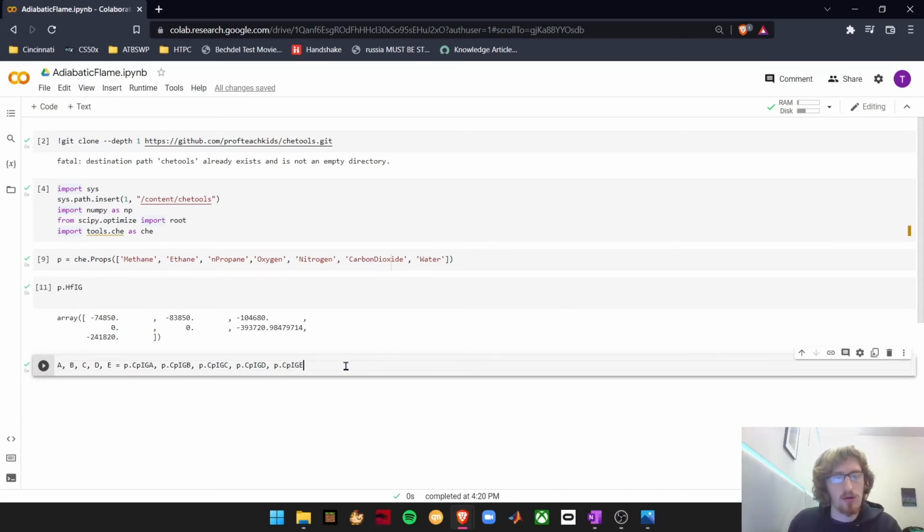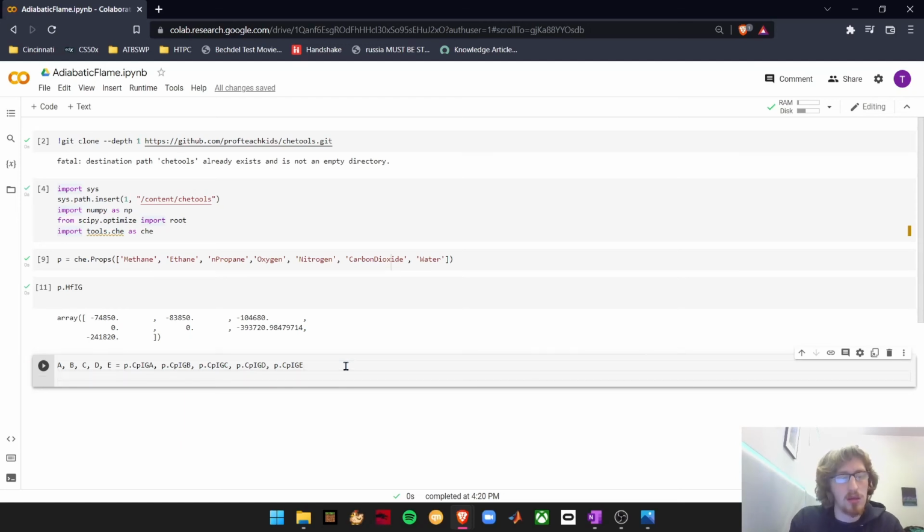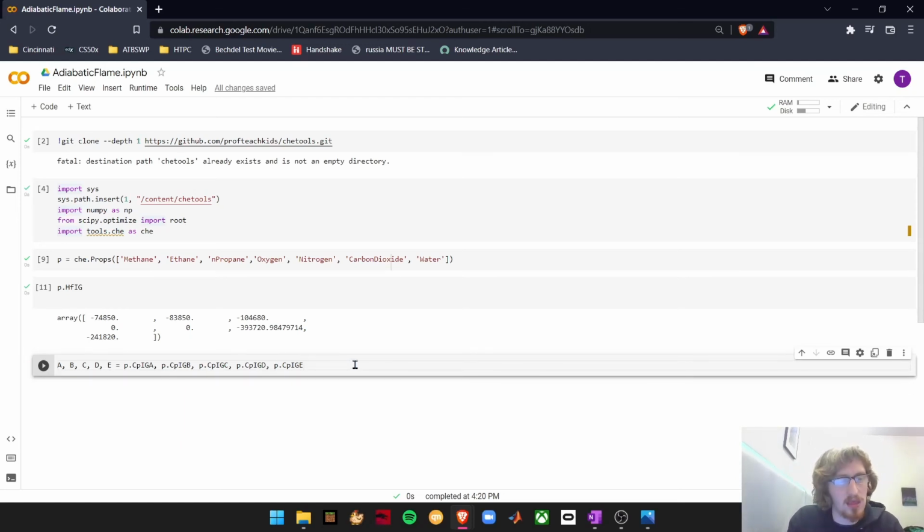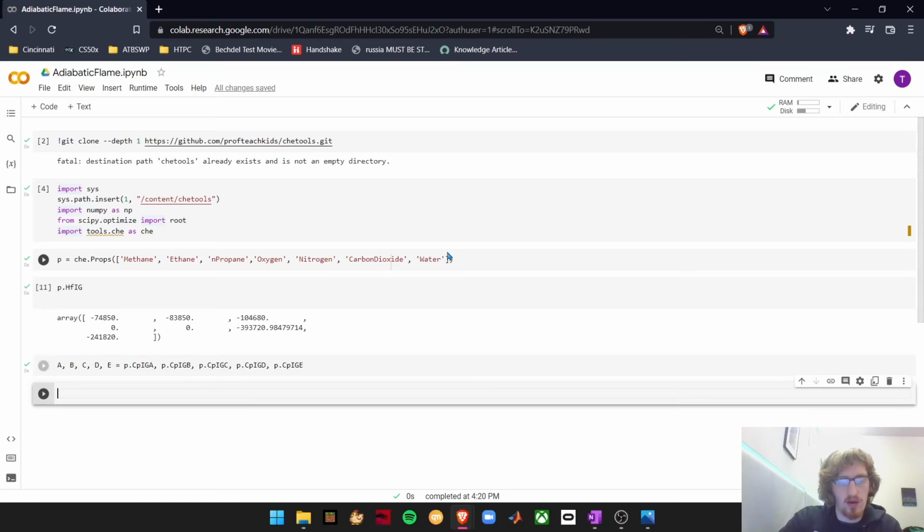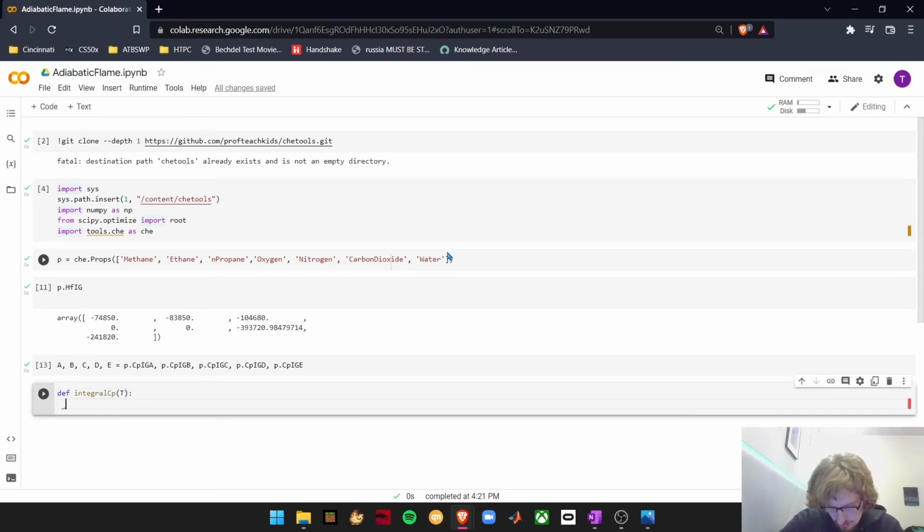All right, and so our next step is going to be making a function that is going to be our formula that we came up with down below. You can't see it, but our AT plus B, et cetera, our integral of equation 1 of 7. So I will define our function, and we're going to call it integral of CP, and then our input is going to be temperature.